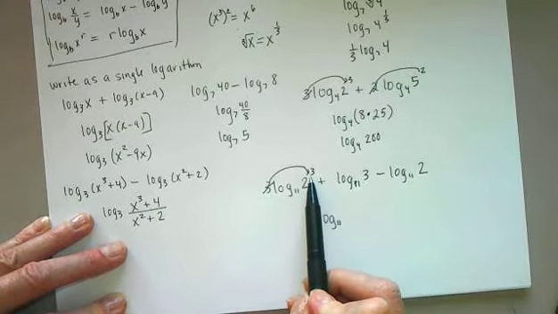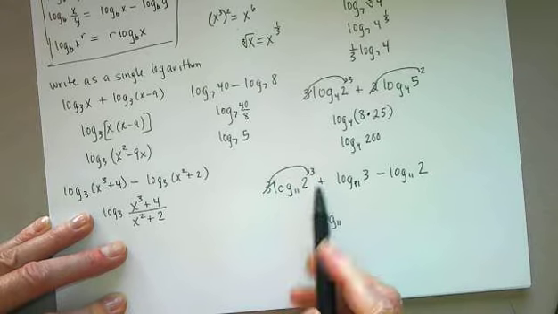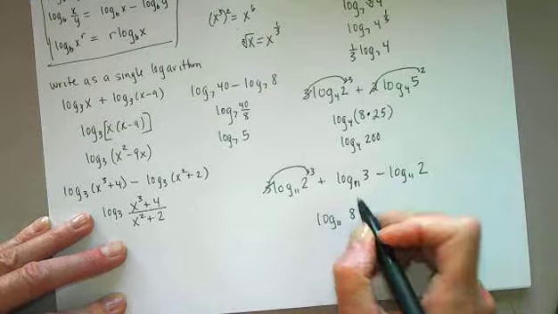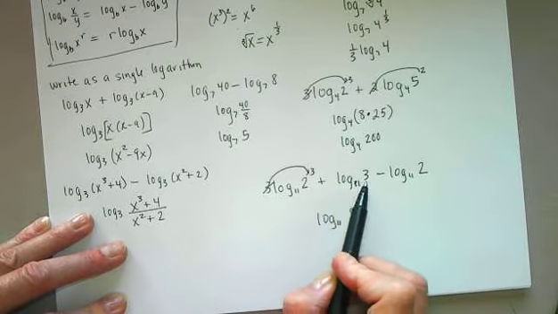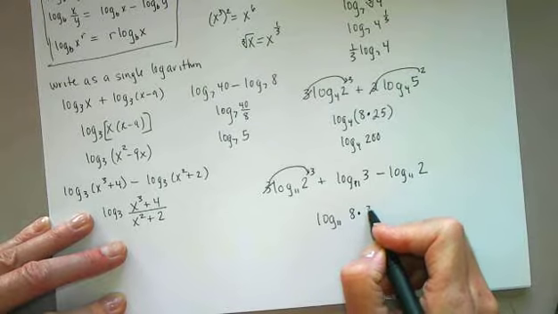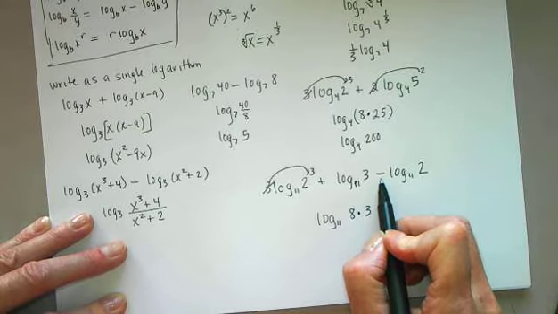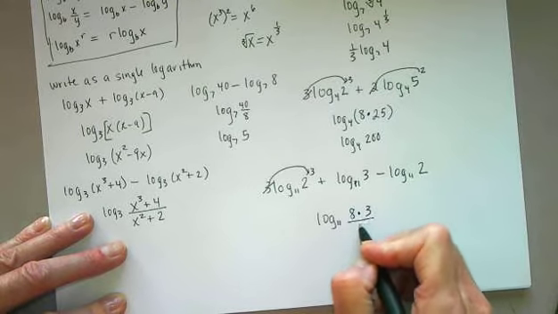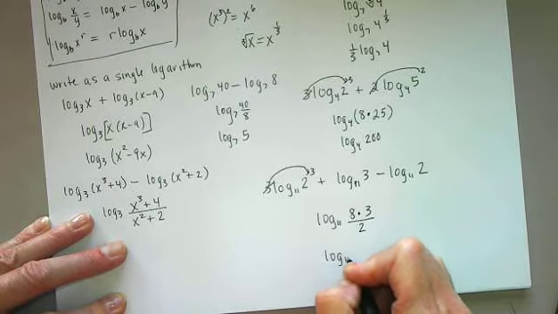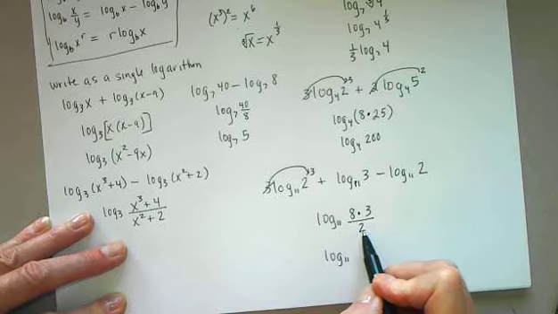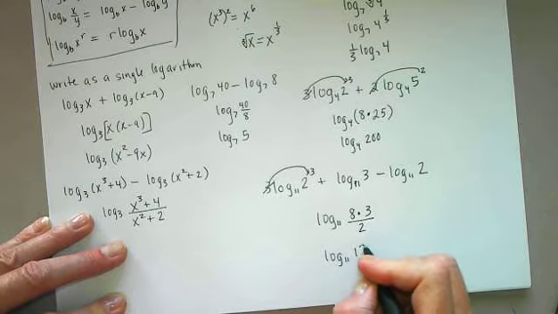And then I have 2 to the third, which we know is 2 times 2 times 2, which is 8. I know that I change plus to multiply, so now I'm going to multiply by 3. And then we change subtract to divide. So we're going to divide by 2. So my final answer will be log base 11 of 24 divided by 2, which is 12.